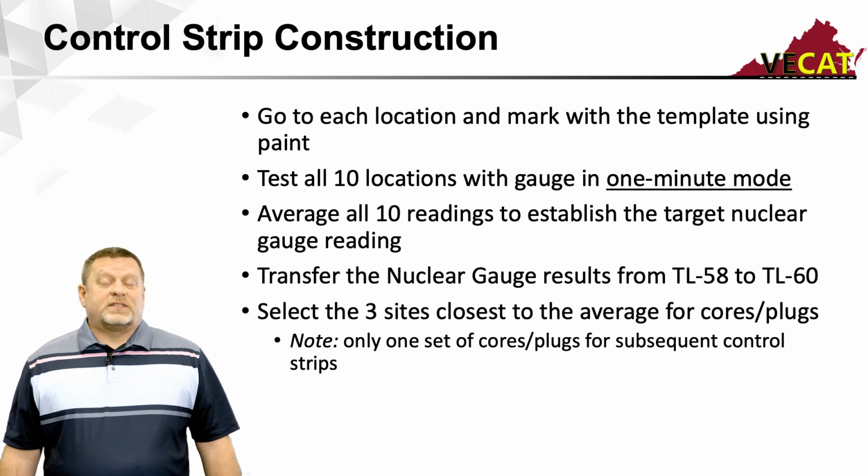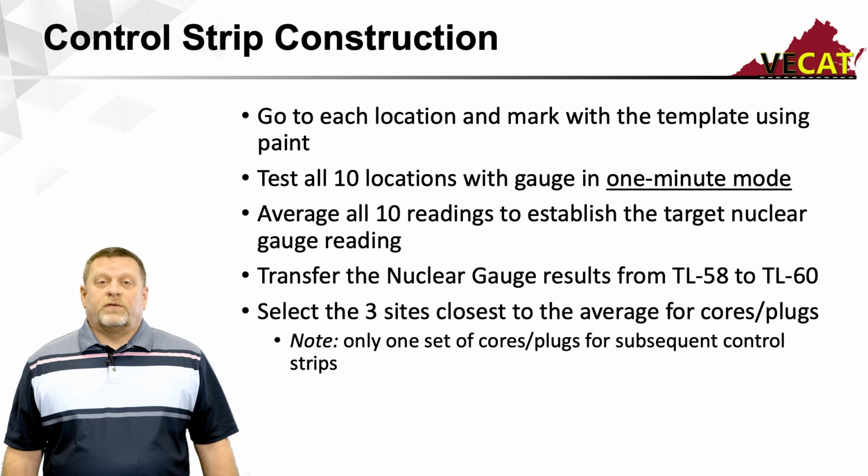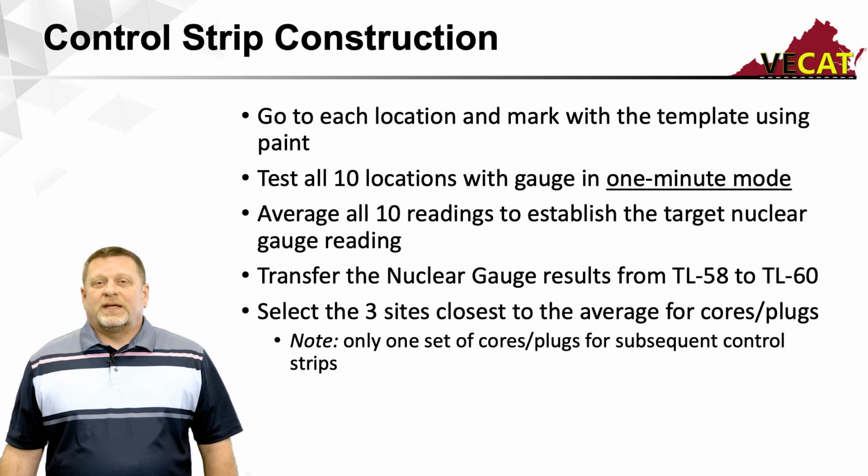When we're going to run the nuclear test, we're going to run it in the 1-minute mode. If you remember, when we did the roller pattern, we ran that in 30-second mode because we were focused on getting it done quickly, and we were just looking for a breaking point or an optimum density point. And here we're verifying that optimum point meets a minimum specification. So we want to be as accurate as possible. In order to have that accuracy, we set the nuclear gauge in a 1-minute mode rather than 30-second mode for the control strip. Once we've taken all 10 readings, we're going to average them.